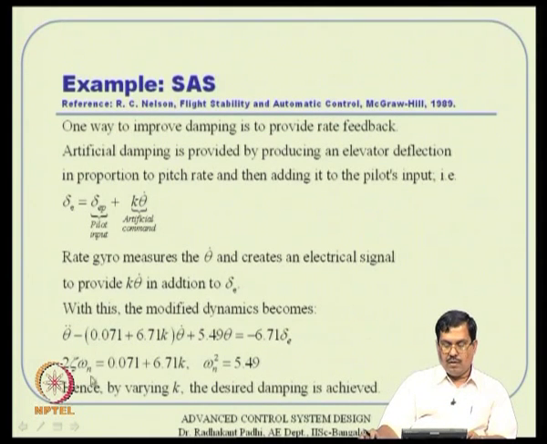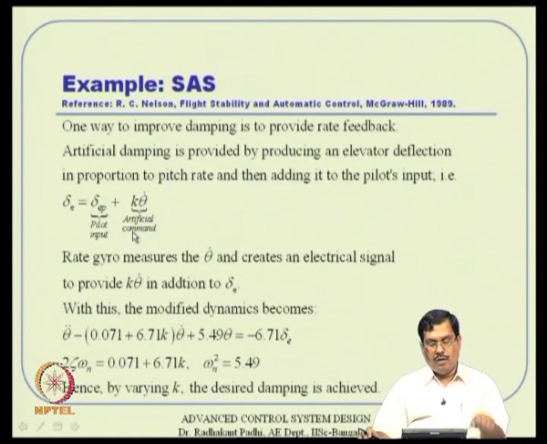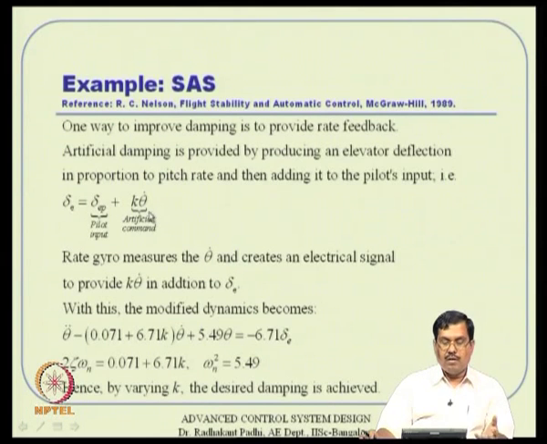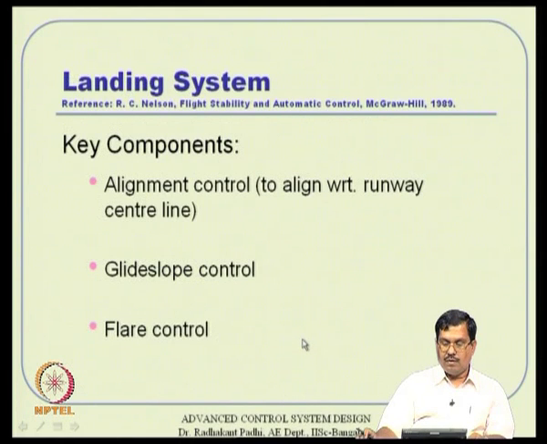That means 2 zeta omega n is not only this one, but this one plus this one now, which is a larger number. Omega n squared is that much, still that is there. So zeta value is quite high now. And by varying k, this is your tuning parameter here. If you vary k, that means how much you want to artificially give input. The moment the pilot gives an input, any additional input is automatically generated. How much of that you generate is a tuning quantity. By doing that, you can manipulate this zeta, and that will essentially lead to the desired damping. These are all stability augmentation systems.